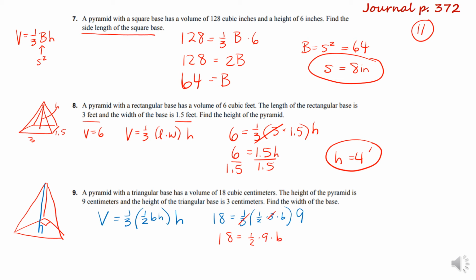Okay, so I'm going to divide both sides by 9. I get 2 equals 1/2 b, multiplied by 2. This was kind of a roundabout way, but my answer is 4 centimeters is the width of the base.